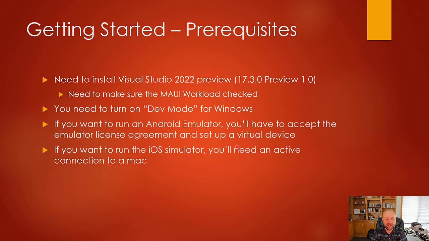Okay, so to get started, you would need to install Visual Studio 2022 Preview. You'd need to make sure that MAUI workload is checked. If you plan to run on Windows, and I suggest that you do for debugging purposes, you'll need to enable dev mode for Windows. If you're wanting to run Android emulator, you'll have to accept the EULA, and you'll have to set up a virtual device. I've already been through the setup, so I'll just show you running it. If you want to run an iOS simulator, you can, but you need a Mac. You'll need to create a connection to the Mac.